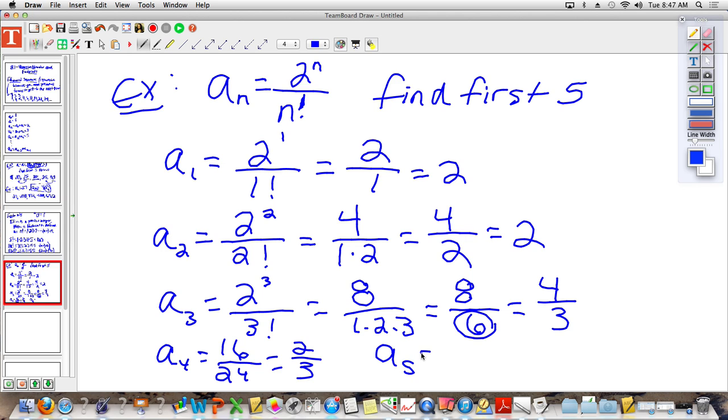Alright, and then the fifth term. Well, the fifth term is going to be 2 to the power of 5, which I believe is 32. In other words, I'm taking the previous numerator and multiplying it by 2 because I'm only raising 2 to 1 more power. So I have 32 over, and then the denominator is going to be 24. But what do I have to multiply it by? 5. 24 times 5, which I think is 120.